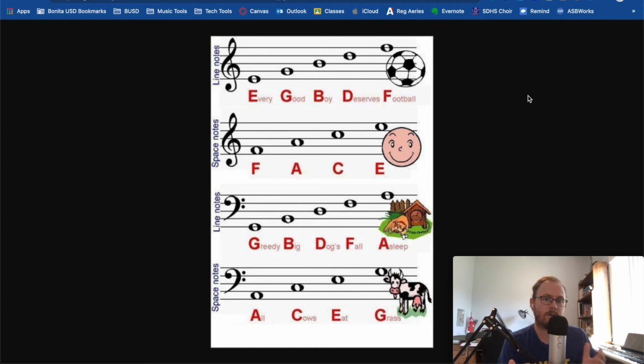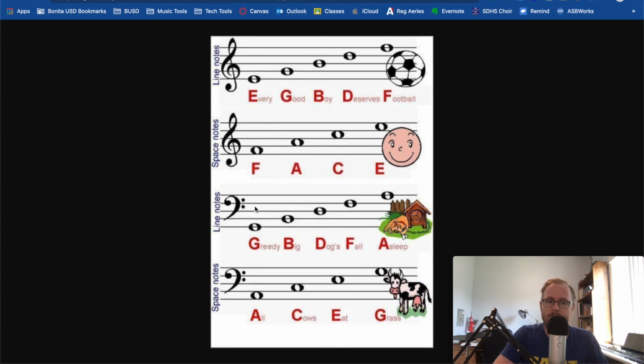All right, so here are a couple of mnemonic devices we can use. I know they seem kind of childish and silly, but I encourage you to come up with your own. So here we have every good boy deserves football. I've heard every good boy deserves fudge, every good boy does fine. Either way, these line notes from the bottom to the top as they ascend in pitch are E, G, B, D, and F. If we look at the space notes on the treble clef, it's a lot easier. F, A, C, E, or face.